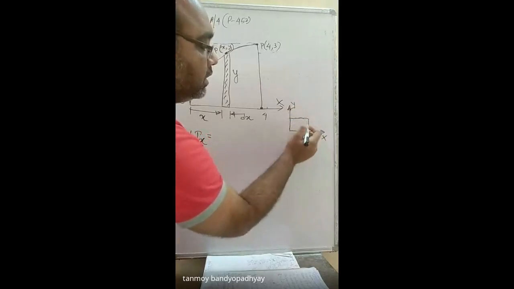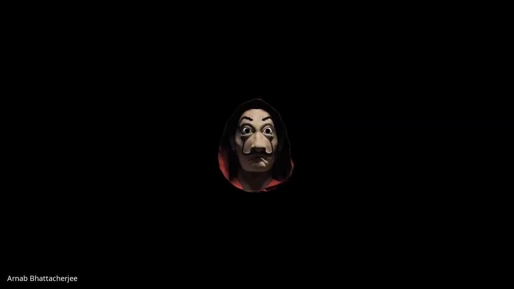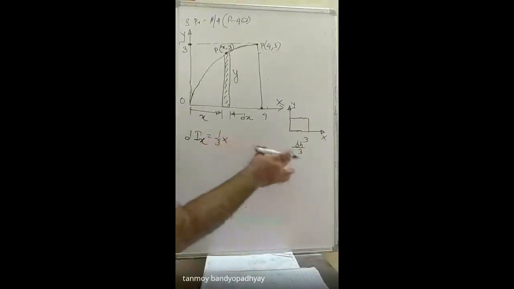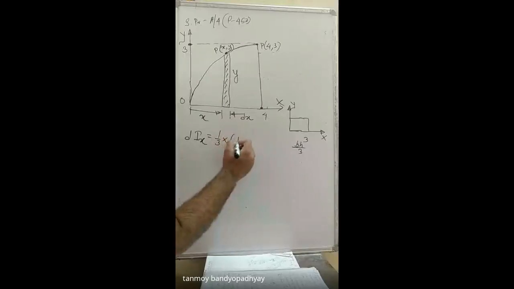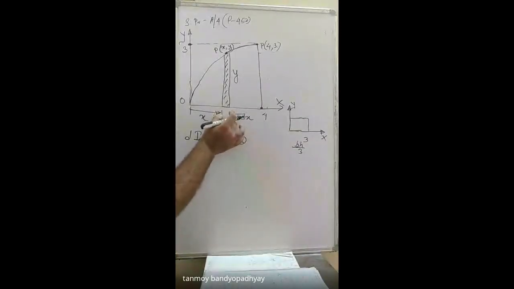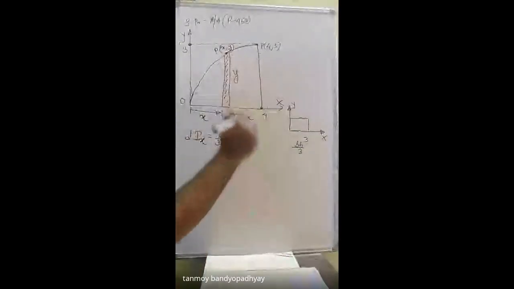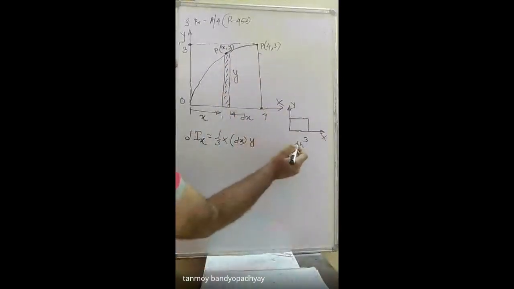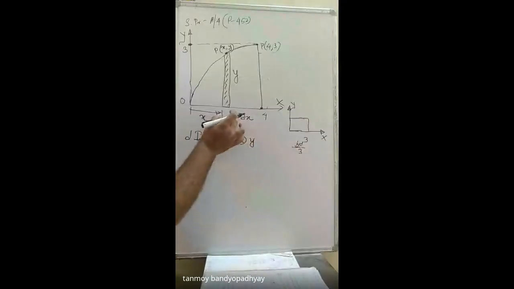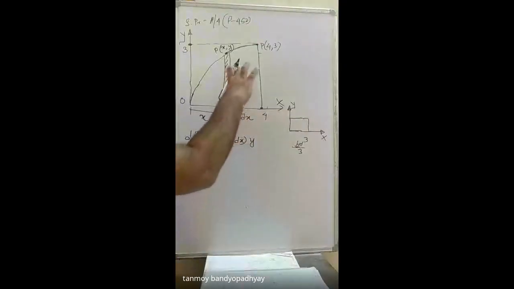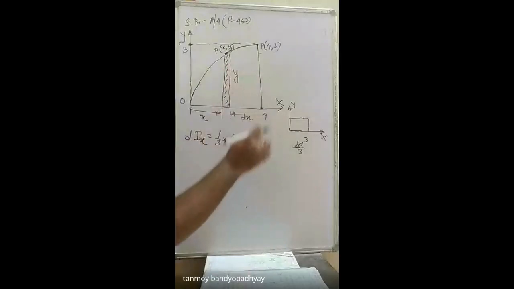What was the thing we got? About its base, it is equal to breadth into length cube by 12, divided by 3. So we should be having 1/3 into base. Base in this case is dx. So this is a rectangle of base dx and depth y. So let's write it like bd cube by 3: the breadth is dx and the depth is y, so it is dx into y cube.